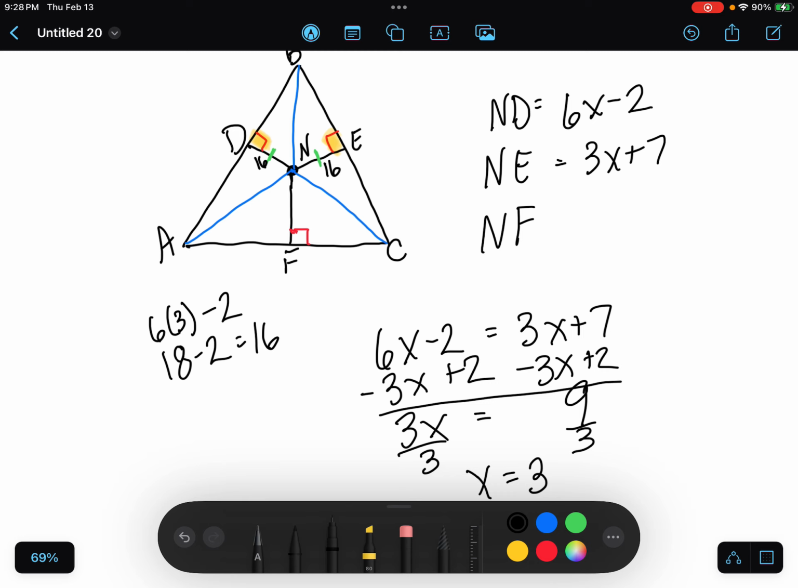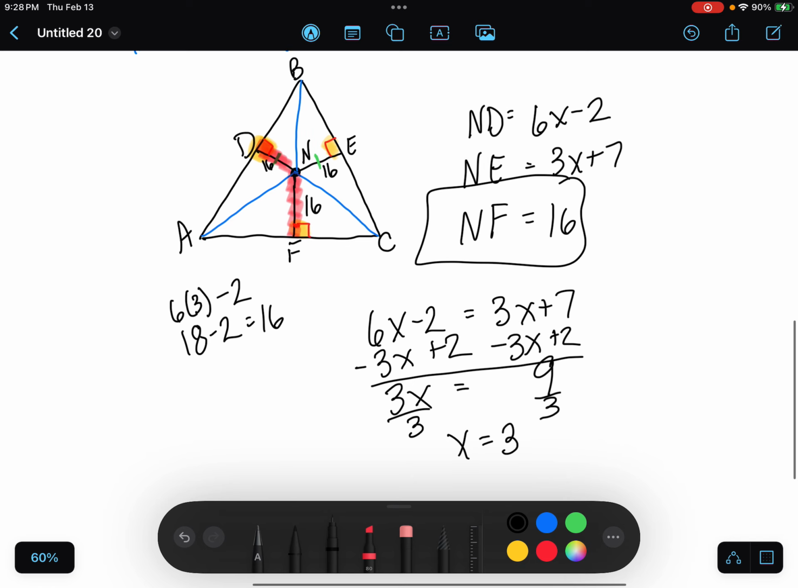And then as far as finding NF, I also know, because of this right here, this and this are the same, I know that this is also on the perpendicular bisector. So that tells me that this is congruent to this. And if that's the case, then you know that NF is also 16. Okay? That's how you do the last one.